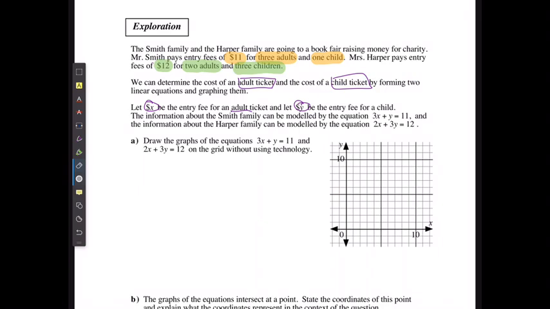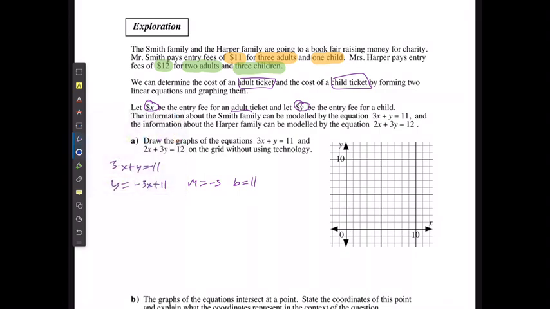Now I can solve this graphically. So what I'm going to do is put both of these equations into slope-intercept form. I'm going to take my first equation and say, well, if I have 3x plus y is equal to 11, then I'm going to isolate y. y is going to equal negative 3x plus 11, which means that I have a slope of negative 3 and a y-intercept of 11.